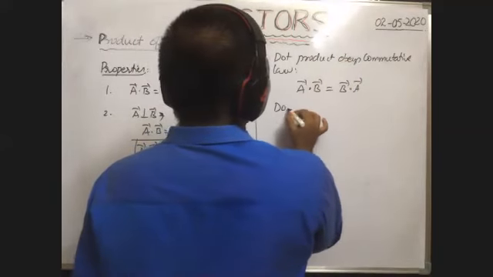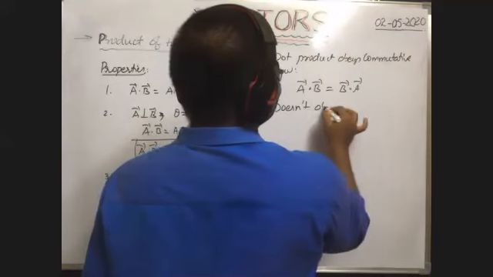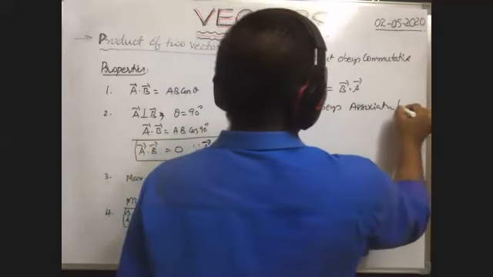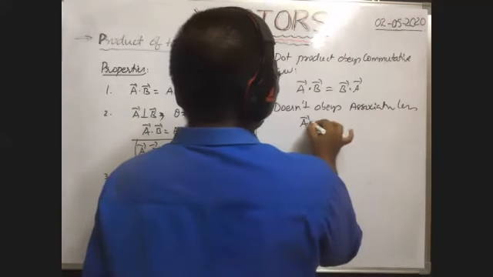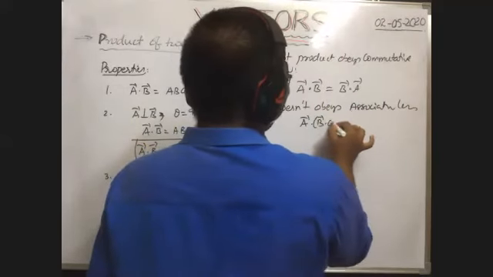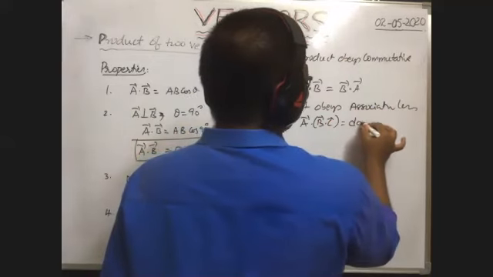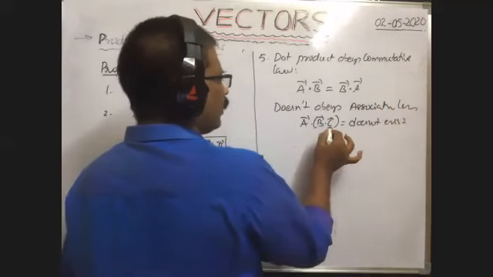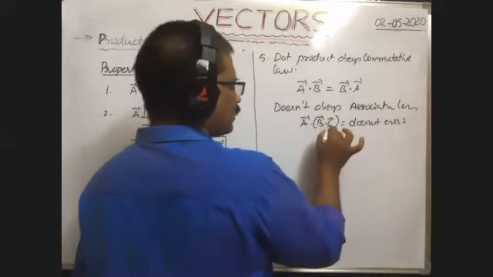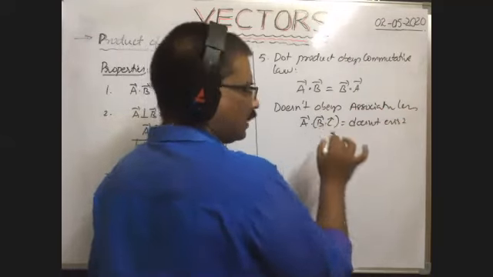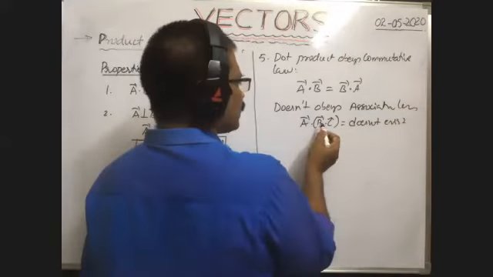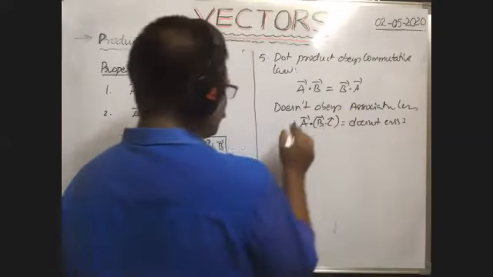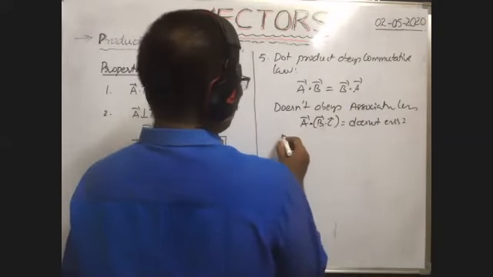Does not obey associative law. That means a bar dot b bar dot c bar does not exist even. Does not exist because b bar dot c bar is a scalar. B bar dot c bar means it is the dot product between b and c. That is a scalar. In between a scalar and one vector, there is no dot product. That's why it does not exist. So does not obey associative law.